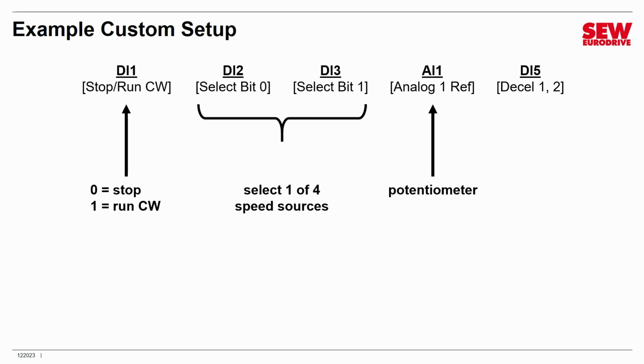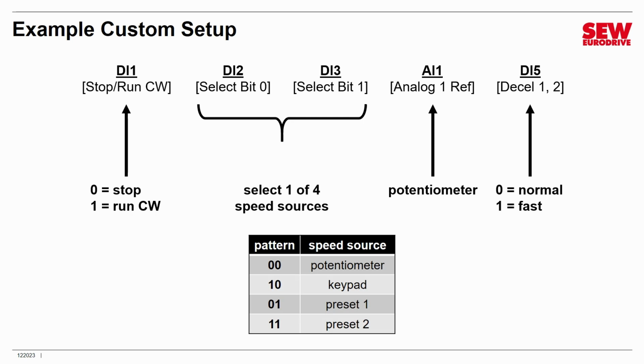Analog input 1 is going to be a speed control potentiometer. So this is the one input that's going to be put in analog mode. And then digital input 5 is going to select between either normal ramps or fast ramps. So if it's off, we'll get normal decelerations, and if it's on, we'll get fast ones.